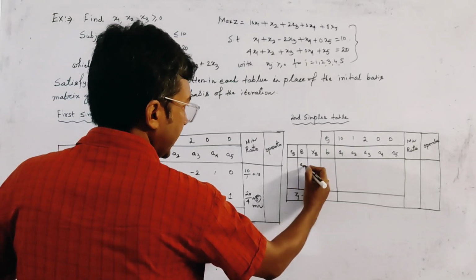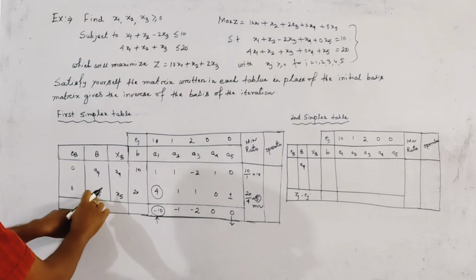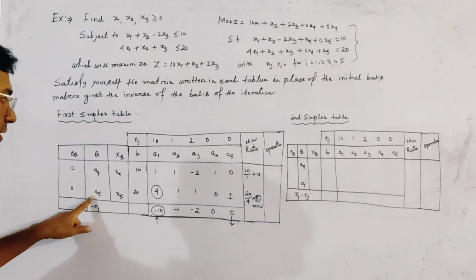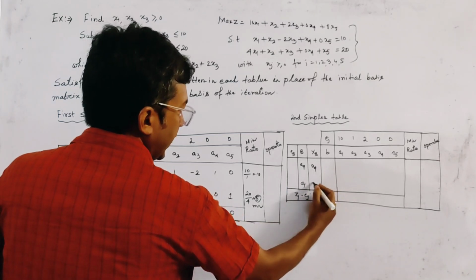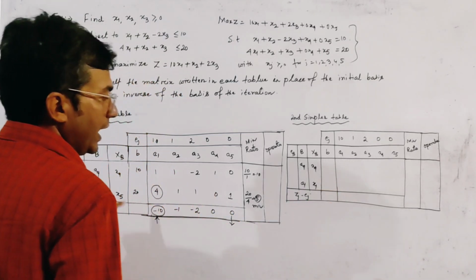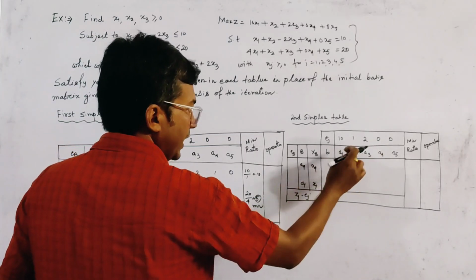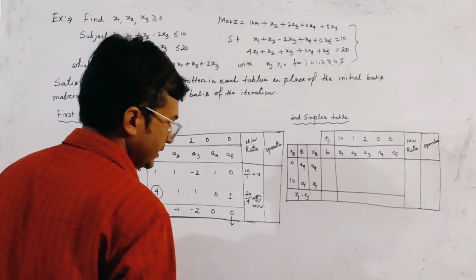This is unchanged from the previous table, and we write A1 in place of A5. The corresponding variables are X4 and X1, and the cost corresponding to this vector A4 is 0, and for A1 it is 10.